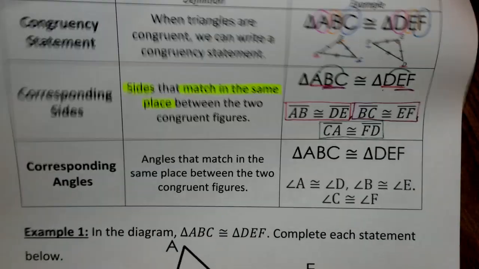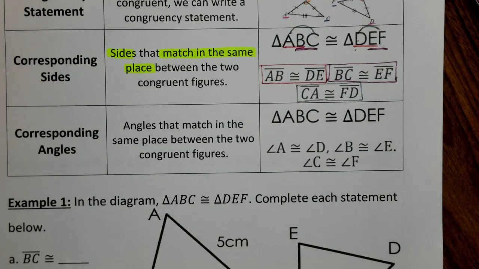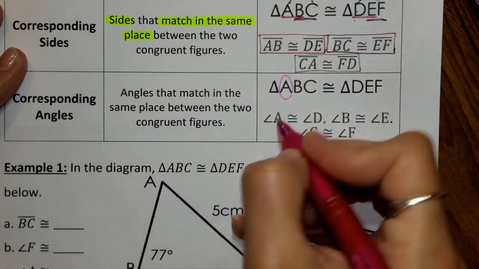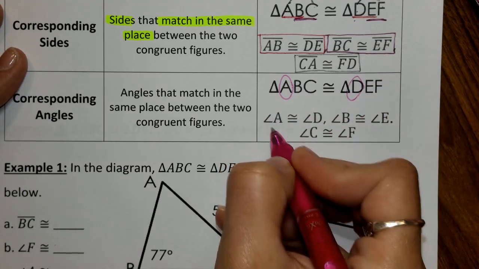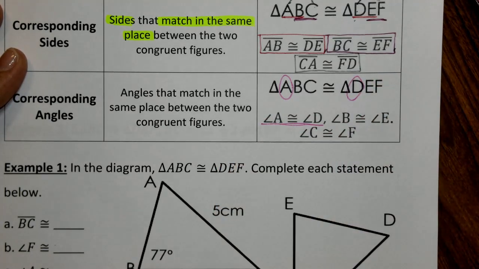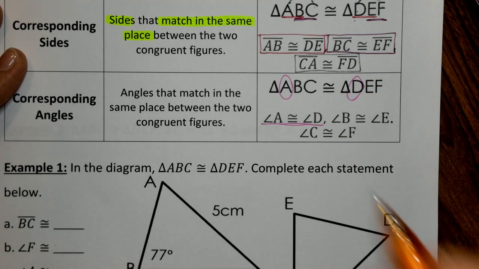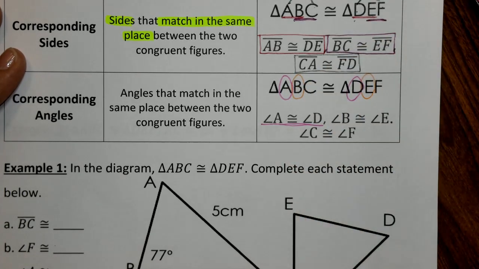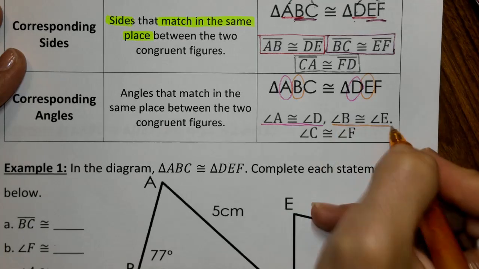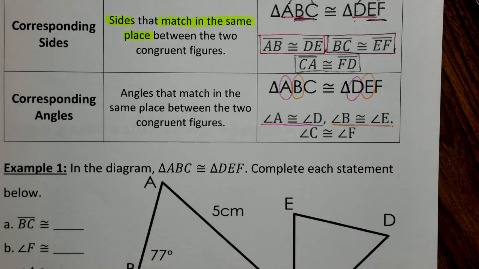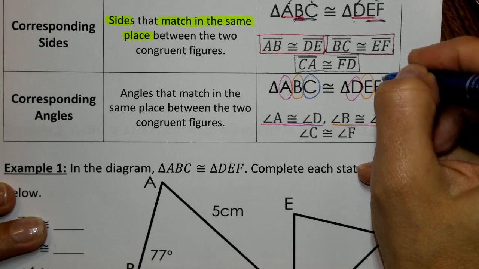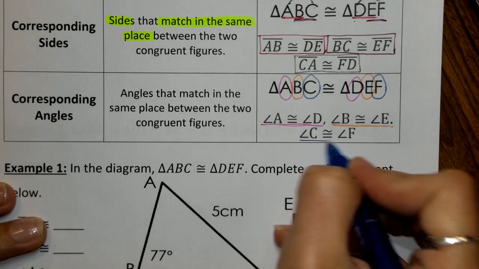And then with the corresponding angles, we just discussed that up here. So we'll just quickly go through and see. We've got A and D. So these two correspond. They match. They are congruent. B matches with E, middle letter and middle letter. So angle B and angle E are congruent, matching, corresponding. And then C matches, corresponds, and is congruent with F.